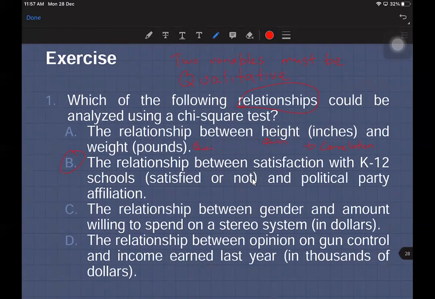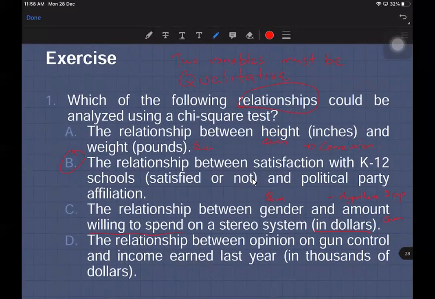C, the relationship between gender, which is qualitative, and amount willing to spend in dollars, which is quantitative. So this is a hypothesis test for two populations. Or if you use SPSS, it is the independent sample t-test. I will show you in the SPSS tutorial session.